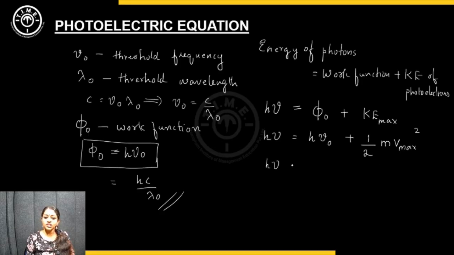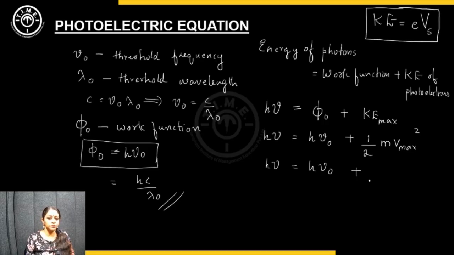Or you can write this equation in another way by giving another substitution for kinetic energy in terms of stopping potential. What do you mean by stopping potential? It is the value of reverse potential at which photoelectric emission stops. Okay. So, what is the relation between kinetic energy and stopping potential? It is very important. Kinetic energy is equal to e into Vs. This is the relation between kinetic energy and stopping potential. So, in place of KE max, you can also give the substitution as e into Vs. So, these are the different forms of Einstein's photoelectric equation.